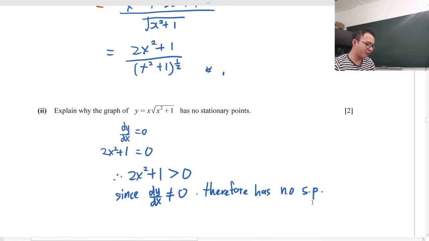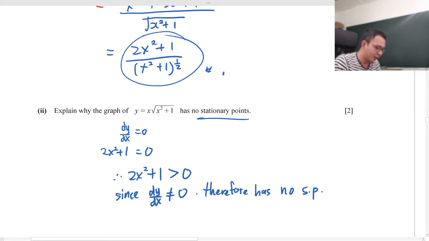So basically what I'm doing here is I make dy dx equal to 0, because for a stationary point, we need to make dy dx equal to 0. So when dy dx equals 0, we have the dy dx above here. I copy the whole thing equal to 0, and then the denominator I just move to the other side, multiply 0, you will get 0. After that, if I move my x squared plus 1 power half to the other side, I get 0. Then I'm left with 2x squared plus 1 equal to 0.